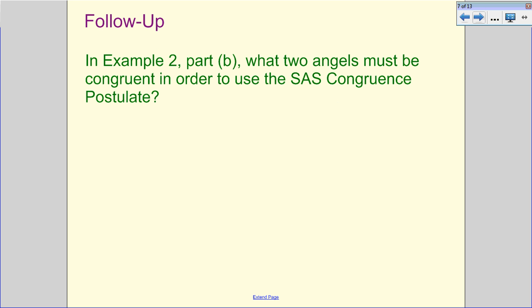All right, so in example 2, what two angles must be congruent in order to use the SAS congruence postulate? So we want to go back and take a look at which ones need to be marked there. So we will do that one in class. Okay?